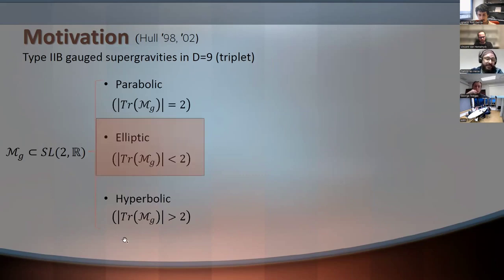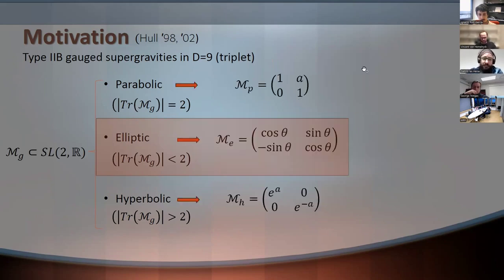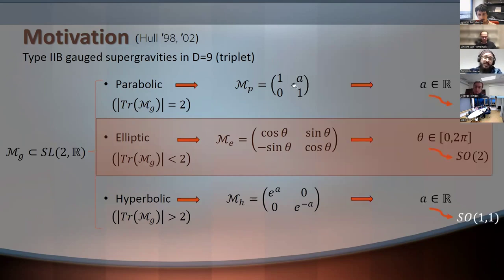So from the low energy perspective, we know that the monodromy is contained in SL2R, okay? Therefore, it can be classified in one of the conjugacy classes of SL2R according to its trace. Therefore, the monodromy can be parabolic, elliptic, or hyperbolic, okay? The monodromy matrices can be written in this way that we have here in each one of the cases, where the parameters, which are the mass parameters, are real parameters in the case of the parabolic and hyperbolic monodromies, while in the case of the elliptic monodromies, it is a compact parameter, okay? And the related gauge groups are rotations and hyperbolic rotations for parabolic, elliptic, and hyperbolic monodromies, respectively, okay?